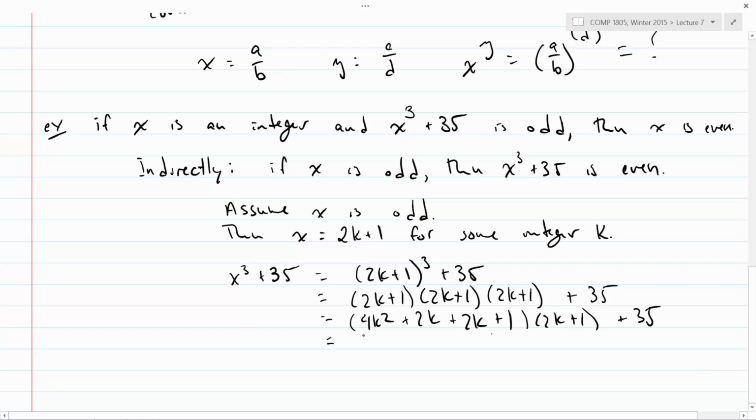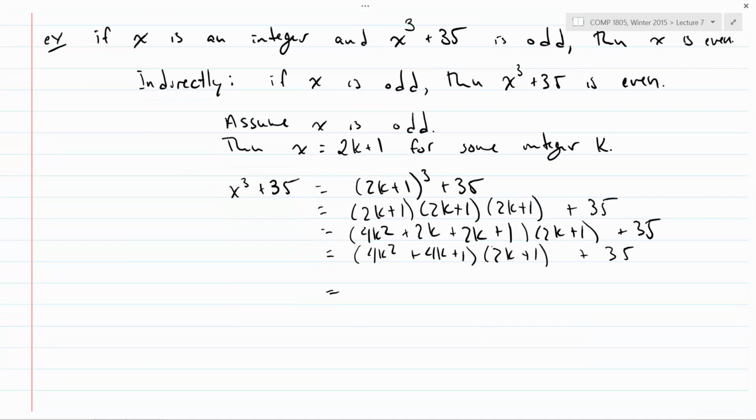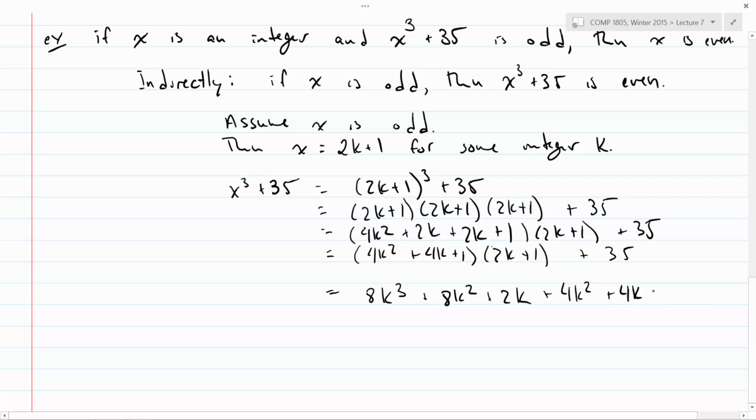Okay. So now we simplify this to be (4k squared plus 4k plus 1) times (2k plus 1), and we still have that 35 out there. That's okay. I'm just adding 2k and 2k. So now I do the exact same thing. I'm just going to give myself a little bit more room here. So we have 2k times 4k squared, which is 8k cubed. 2k times 4k, which is 8k squared. 2k times 1, which is 2k. And then I have plus 4k squared plus 4k plus 1. And then I still have this 35 out here. Is that okay?